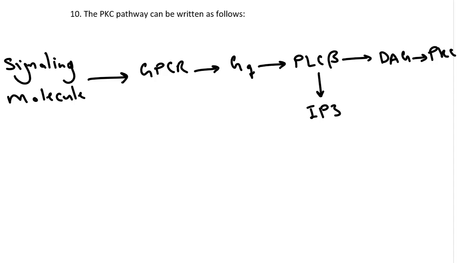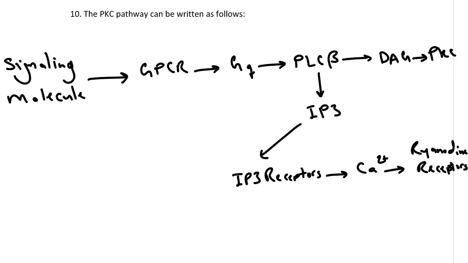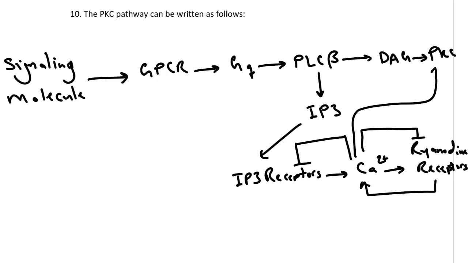Now what you have is IP3 will go on to activate IP3 receptors, these are on the ER membrane. This will lead to calcium release, increasing intracellular or cytosolic concentrations of calcium, which will lead to activation of ryanodine receptors. Of course, this is a positive feedback loop, meaning that you're going to get more calcium release, but calcium will go on to inhibit both the ryanodine receptors and the IP3 receptors. But calcium will also go on to fully activate PKC.